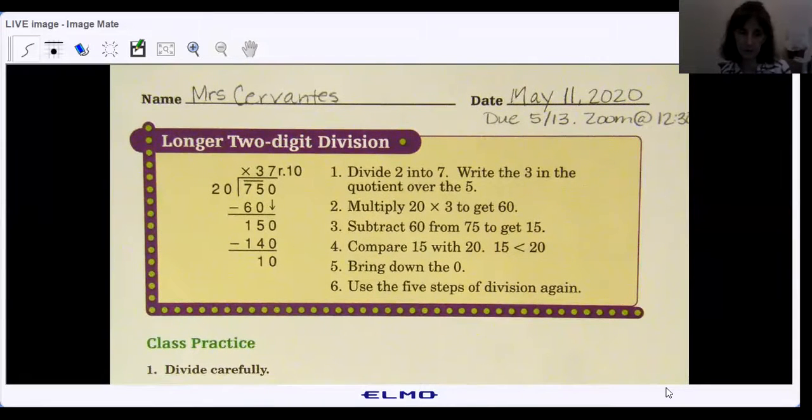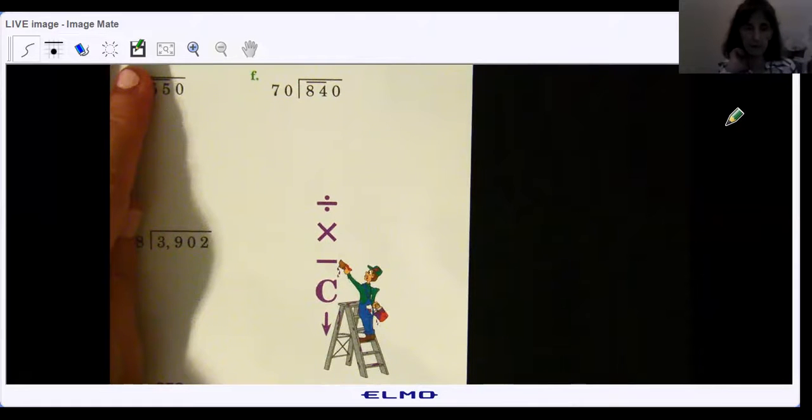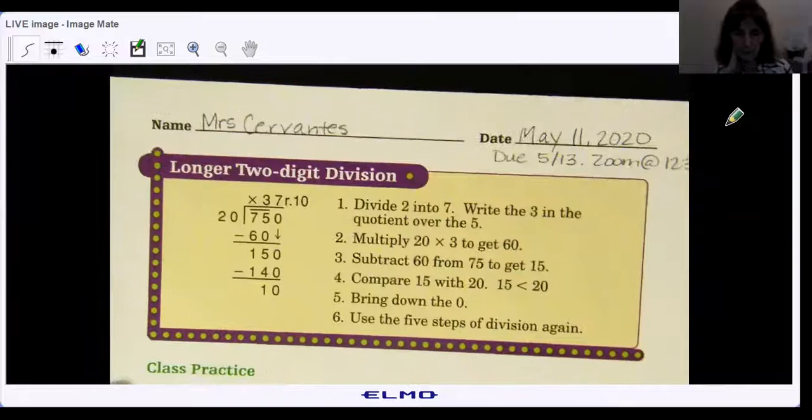This is fun. Longer two-digit division. Oh, you got that little guy. Remember our poster in the classroom? He's right down there on the bottom right-hand side, and he's painting those steps for division. You see him down there? That was our poster, remember? All right, so we're going to divide today.